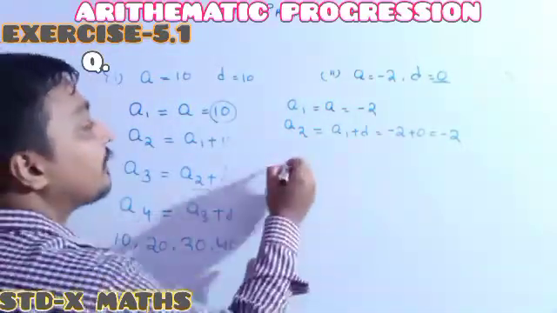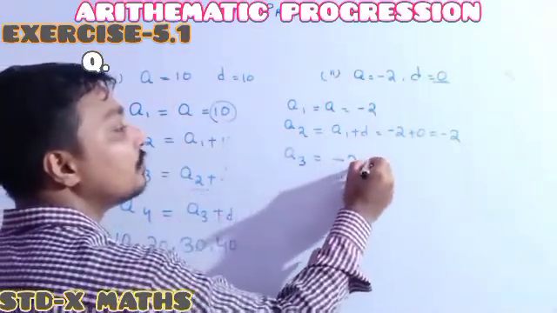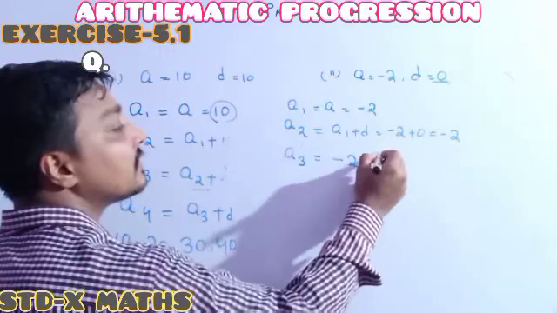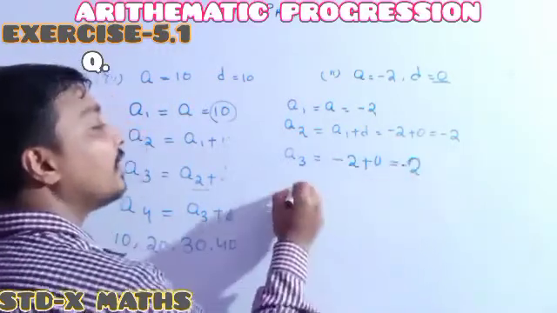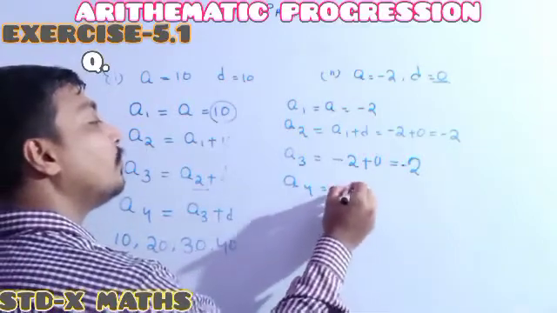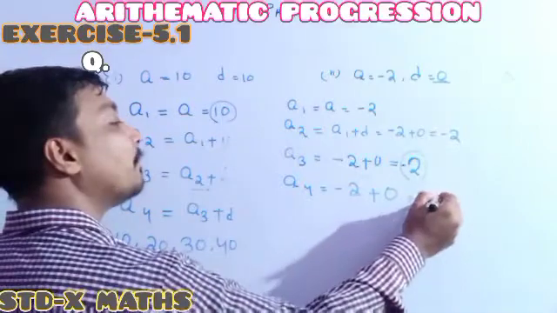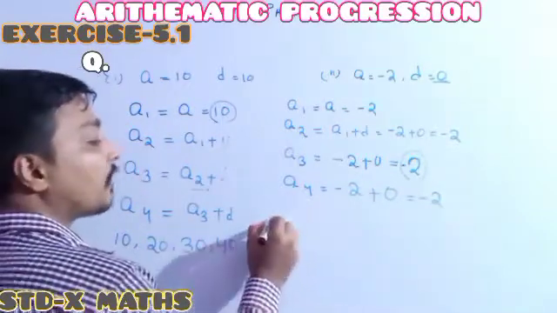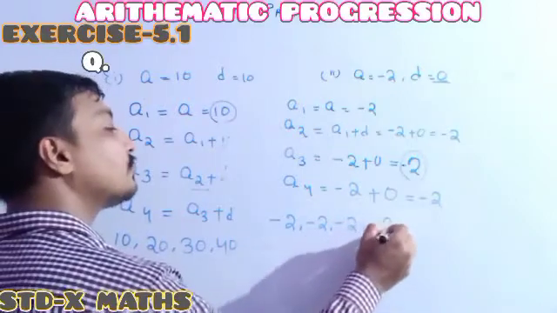See, then A3 means previous term, minus 2, plus 0, which is equal to minus 2. A4 is equal to previous term plus 0, which is minus 2. So the first 4 terms are minus 2, minus 2, minus 2, minus 2.